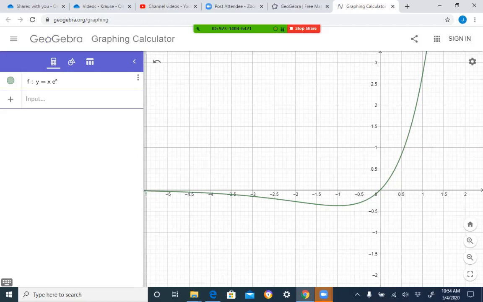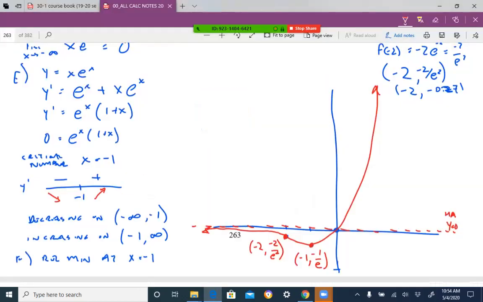Anyway, a powerful tool that you might want to use, especially when you're doing curve sketching, just to confirm that you're on the right path.